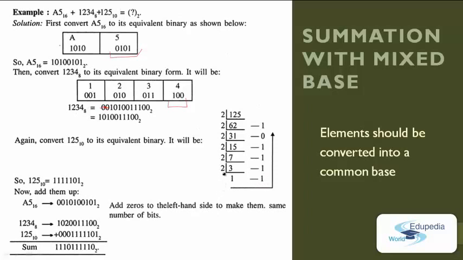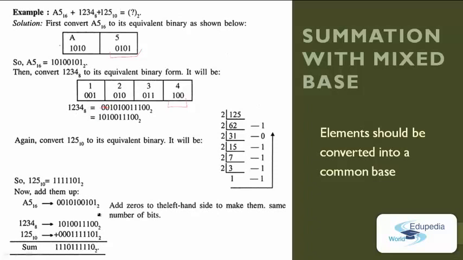And then we take all the remainders and that would be the binary form of 125. So in the reverse order, the remainders are 1111101. Now we have to sum up all these binary numbers. We should start from the rightmost bit. 1 plus 1 is 0 and we have to carry forward the other one to the left front.